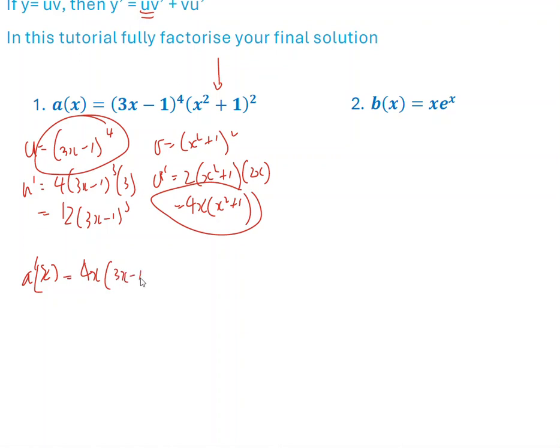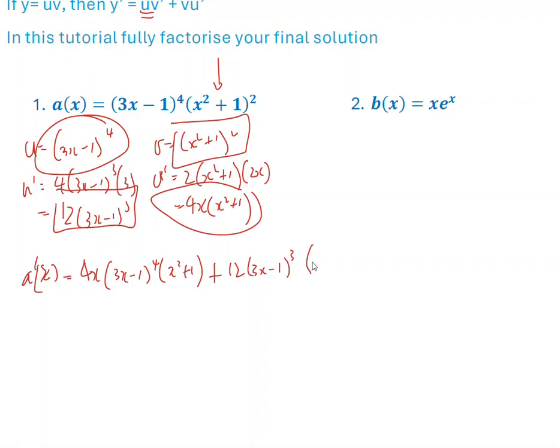(3x - 1)^4 (x^2 + 1), plus v u dash will be, I'll put the 12 first, then this bracket (3x - 1)^3 times (x^2 + 1)^2. Now I am deliberately placing my numbers first, then any x's next, then brackets, and the order of the brackets are deliberately the same.